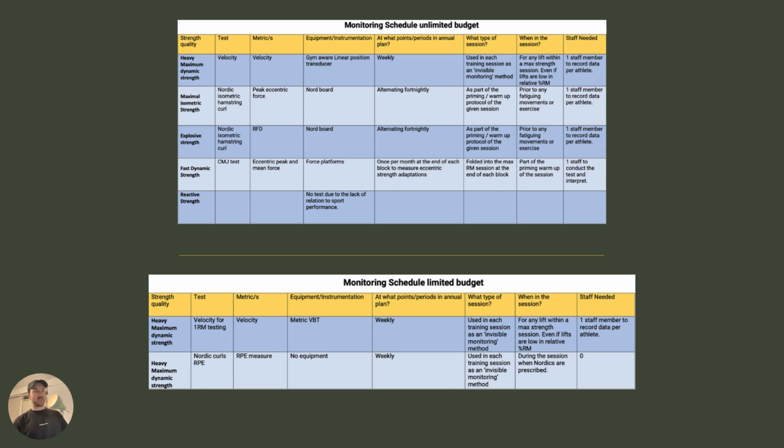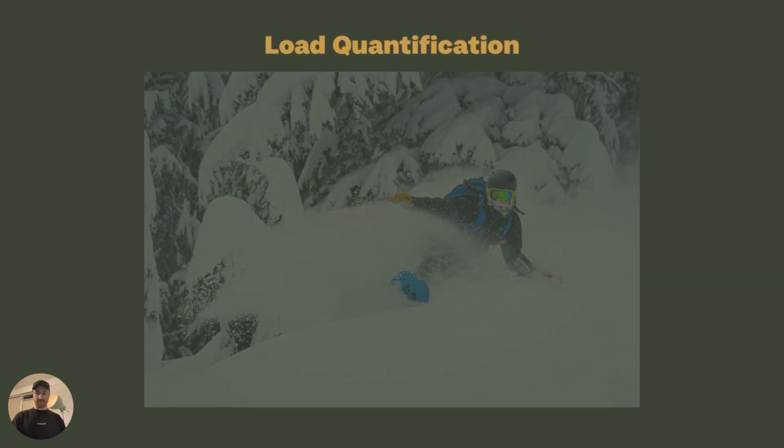Your fast dynamic strength, we'd try and use flat force platforms on that. That one I'd probably look at once a month. We don't really need to be looking at it weekly. We want to make sure that we've got enough time within there for adaptation. And then the reactive strength, even on an unlimited budget, we are going to test it in the testing schedule. We don't really need to be following up on it all week, every week throughout the season.